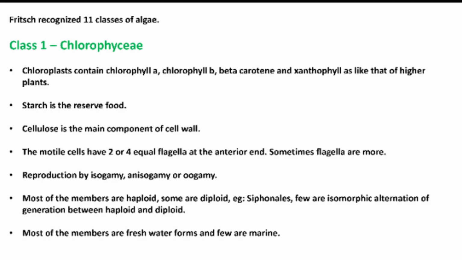The motile cells have 2 or 4 equal flagella at the anterior end. Sometimes flagella are more. Reproduction is by isogamy, anisogamy or oogamy. Most of the members are haploid, some are diploid, for example Siphonales. Few show isomorphic alternation of generation between haploid and diploid. Most of the members are freshwater forms and few are marine.